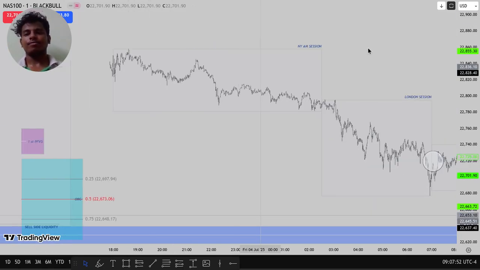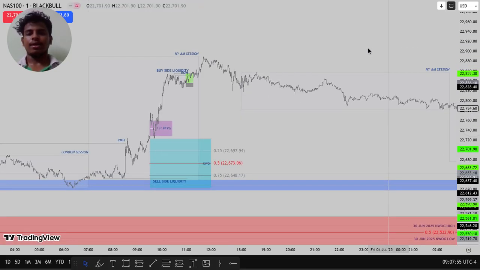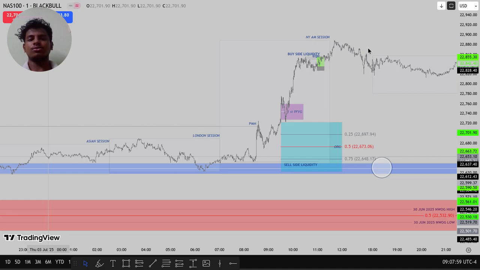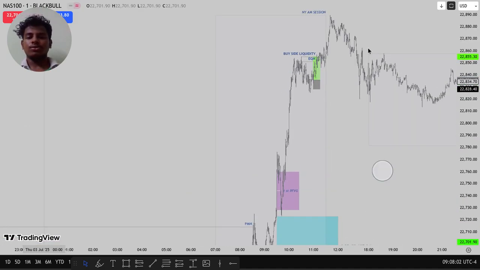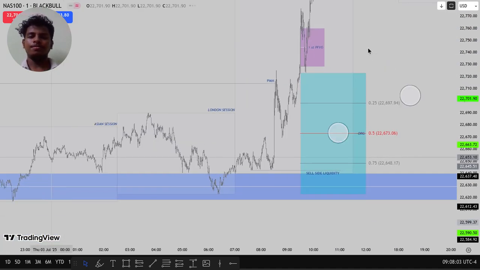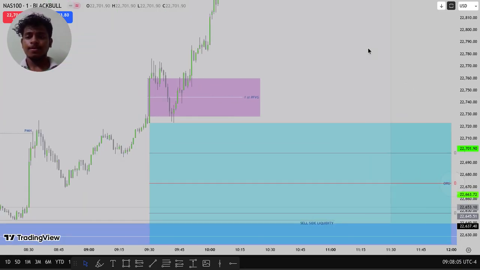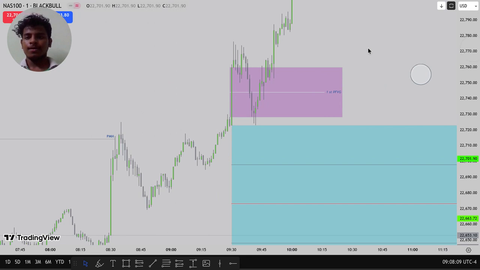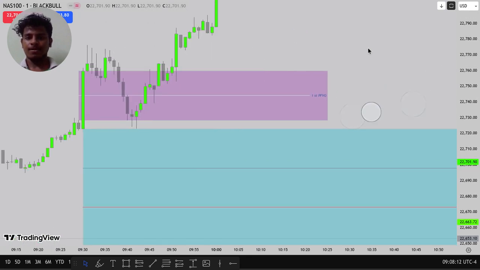It seems like I haven't found my setup. I reduced my risk reward. Now I only focus on 1:2 risk reward. Yes, here I take one SL.